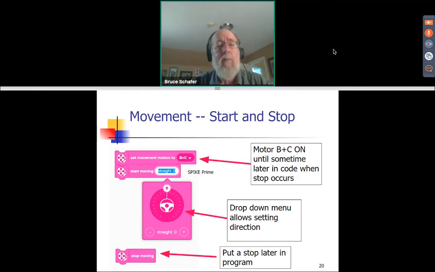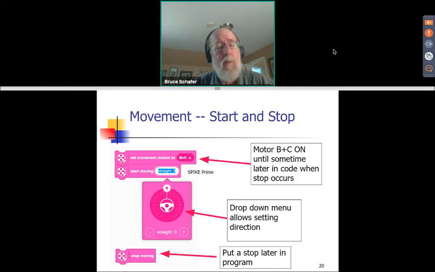And then you say start moving. And if you wanted to start moving straight, that will probably be what the block says when you drag it out onto the screen. But if it's not, you can change it by clicking on it, either filling in a number, where a positive number greater than zero would be a right turn. 100% or 100 would be a turn in place, where it would apply power to accomplish a turn in place to the right.